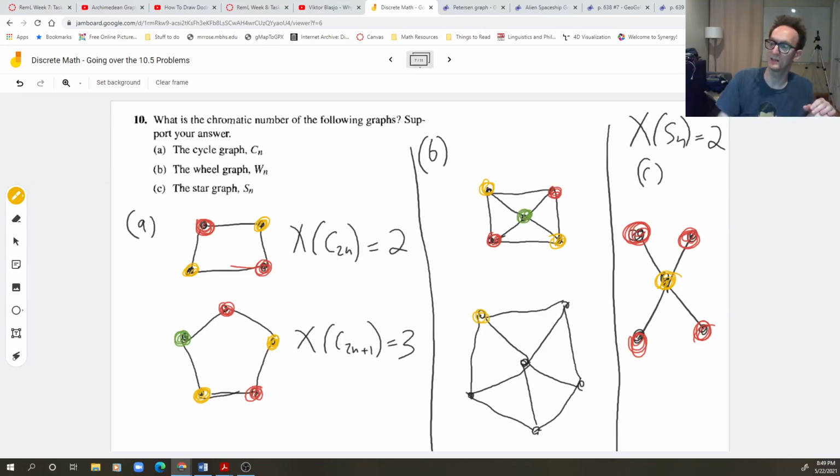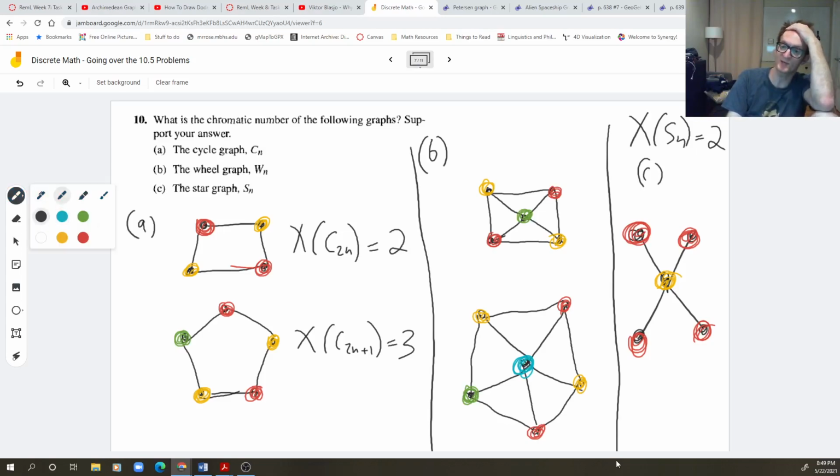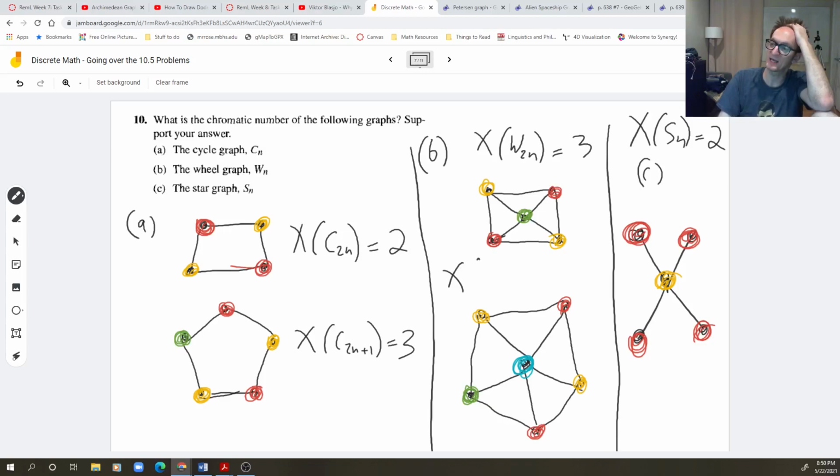And then here, if I try to do this with, say, only 2 colors, well, now it doesn't work. So this needs to be a different color than red and yellow, this one right here. But then in the middle, it's going to have to be yet another color that's different from all of them, since that vertex is adjacent to all this. All right, so we had to do that problem anyway, so I just thought we could do it now. So chi of W2n is 3, and chi of W2n plus 1 is 4.